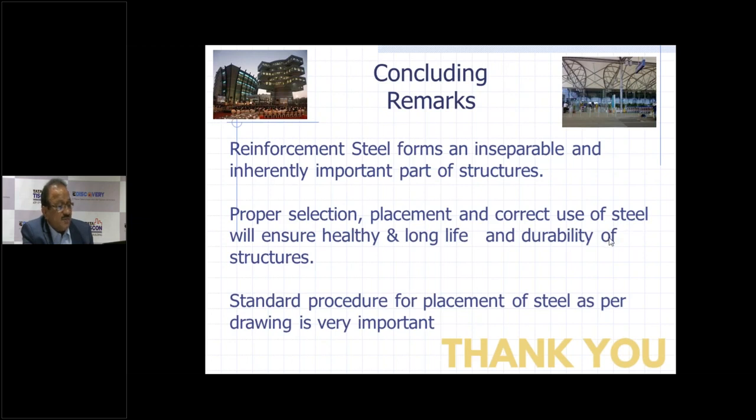Okay, can we use PVC cover blocks? No, I already answered. That is Damodar. Then Suryakanta Mishra, how to know steel quality inside?